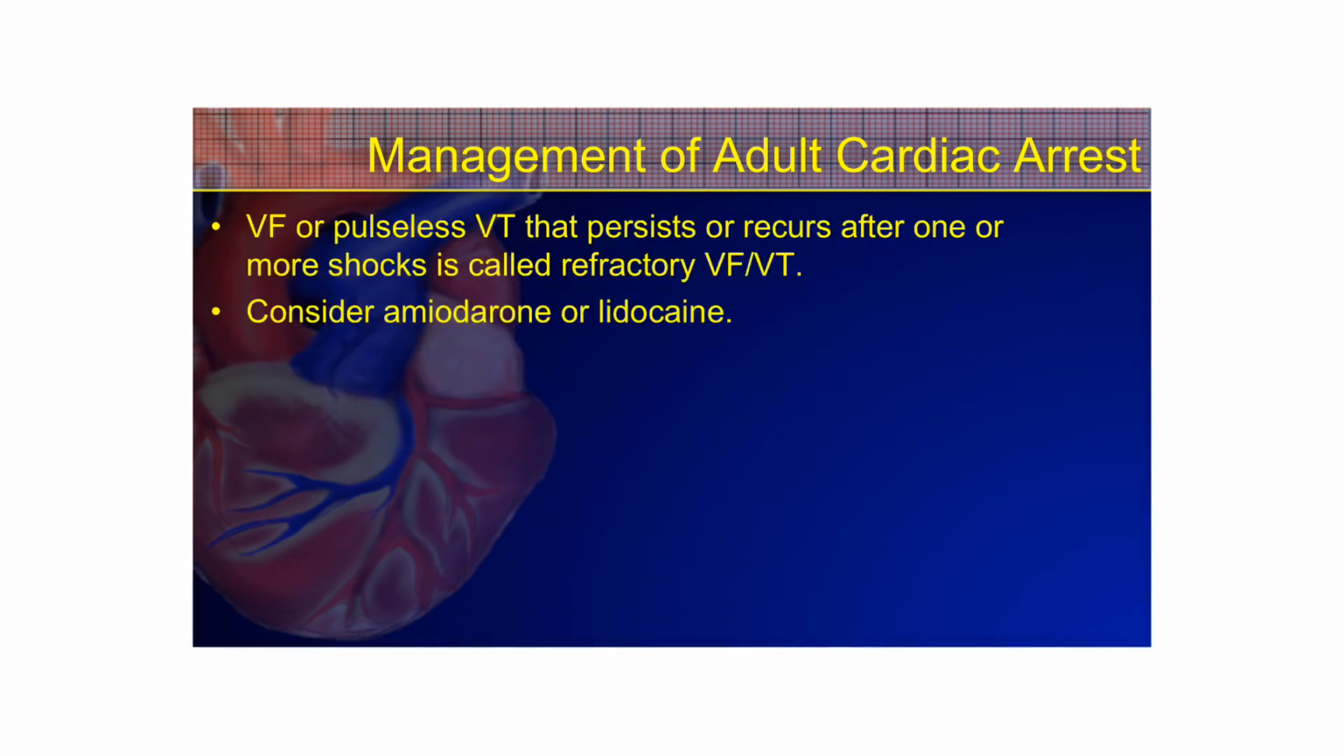Your VFib or your pulseless VTach that persists or recurs after 1 or more shocks, that's called refractory VFib or refractory VTach. An antidysrhythmic such as amiodarone may be considered, and it says considered, but in the algorithm you're going to be giving it. After your second shock, you'll give 300 of amiodarone. After about 5 minutes, you'll give another 150. Now, the American Heart Association does recognize lidocaine as an equivalent to amiodarone. It's coming back into favor, so you could really use those interchangeably, amiodarone or lidocaine. And I believe lidocaine is 1 to 1.5 milligrams per kilogram fast IV push for the arrested patient.